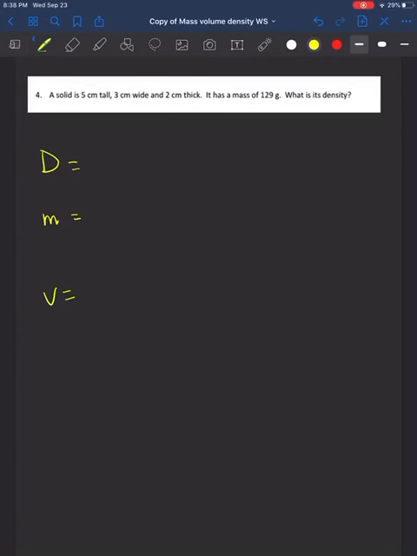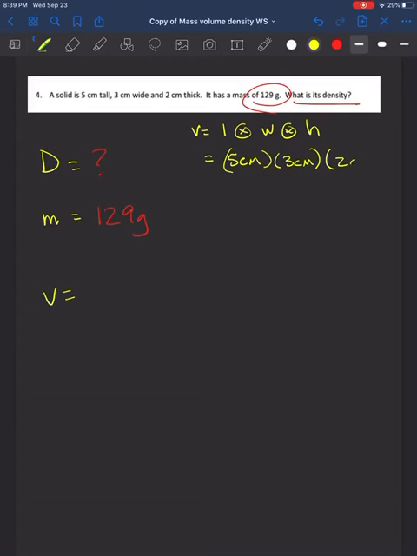Density, mass, volume. Read the problem. A solid is 5 centimeters tall, 3 centimeters wide, and 2 centimeters thick. It has a mass of 129 grams. What is its density? I don't have a volume. Or do I? Remember, Mr. Wishart showed you this. Volume is equal to length times width times height. Do I have that? Yes, I do. I have a length, a width, and a height of 5 centimeters, 3 centimeters, and 2 centimeters.